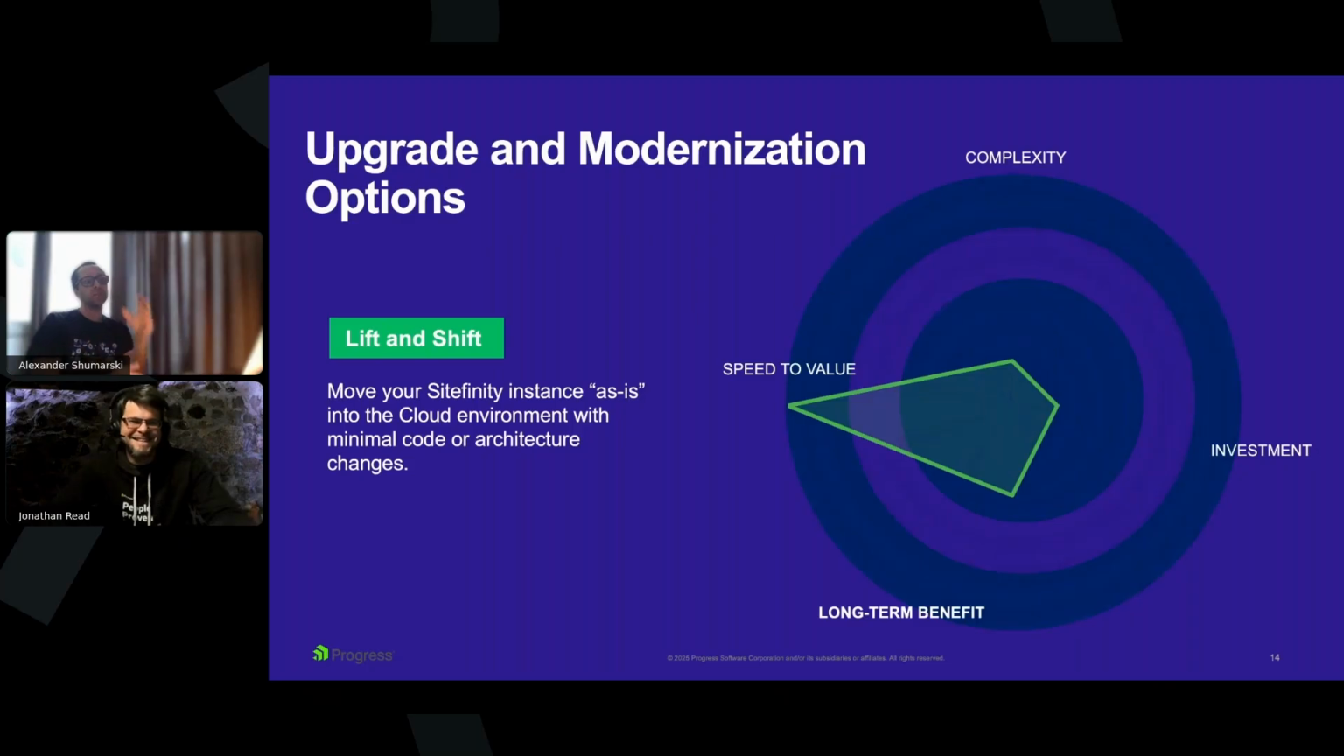Lift and shift is the easiest way to happiness. Take what you have, bring it over to the cloud. We'll take it, we'll host it, so you can focus on other stuff. So speed to value is amazing, but does it come with cons, like maybe the need to upgrade at some point, potentially the need to front end?